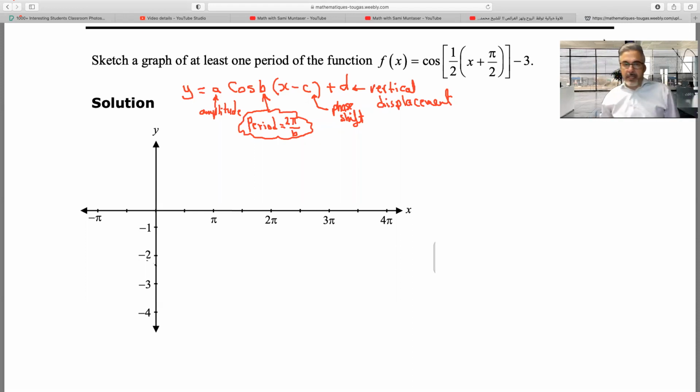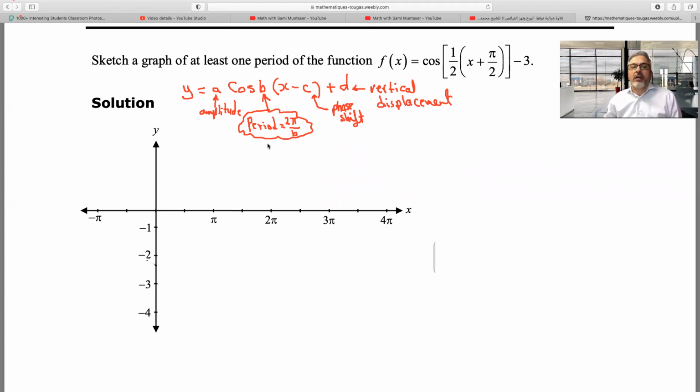Again, we're just going to revisit Math 12 or Pre-Calc 12 final exam practice. So here we have a graph. They want us to sketch at least one period of the function.